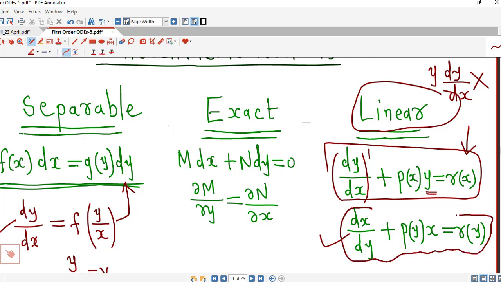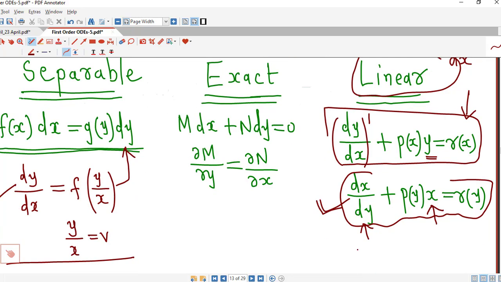with x as dependent variable. So we can check the powers of x and dx by dy, and we can try to convert our equation in this form. So if we are able to convert the equation in this form, then we know how to solve the linear differential equation.